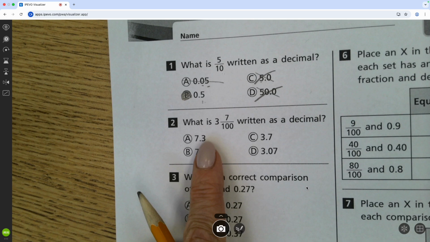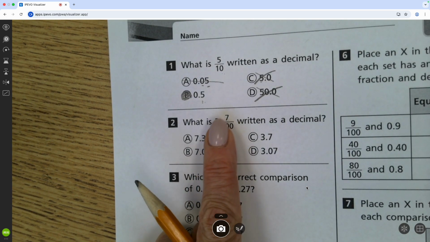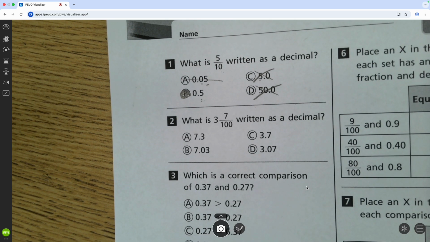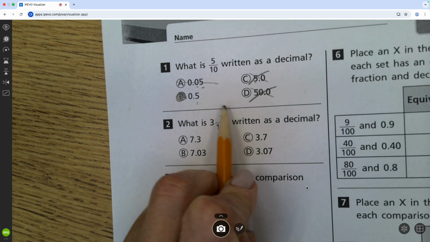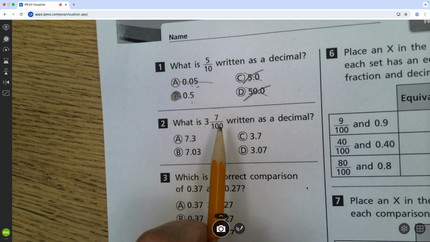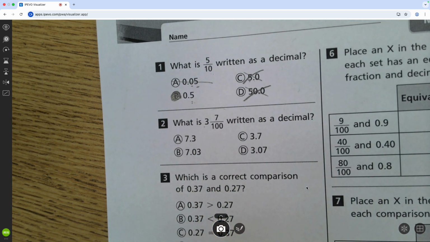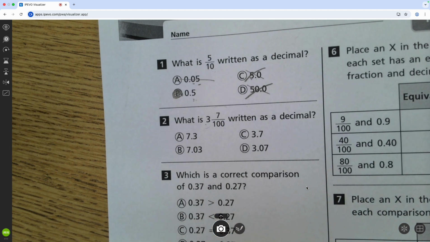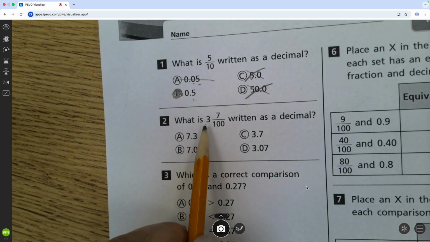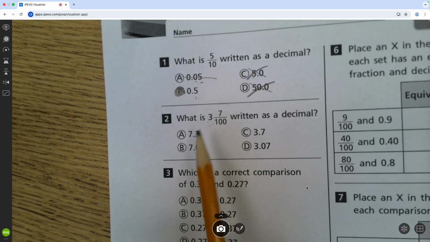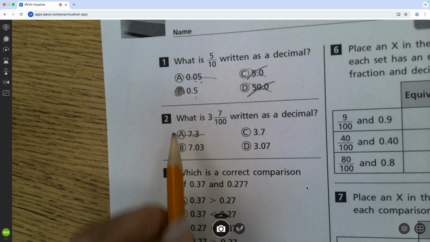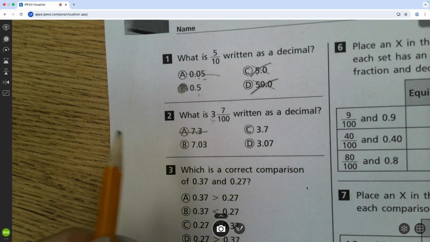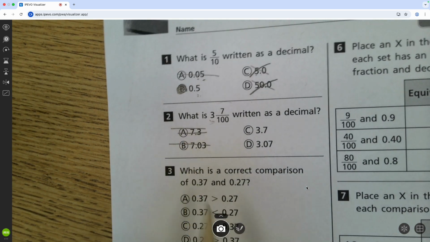Here, what is 3 7/10 written as a decimal? Okay, so here this is called a mixed number. There's a whole number with a fraction. My whole number is 3. So looking here, I can eliminate 7.3 because I need 3 as my whole number, the number before the decimal. So you two are out.